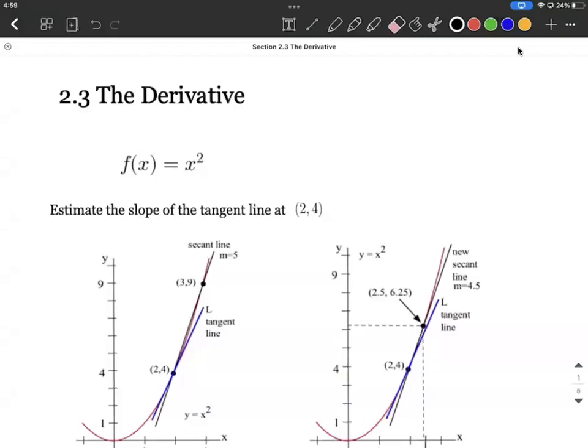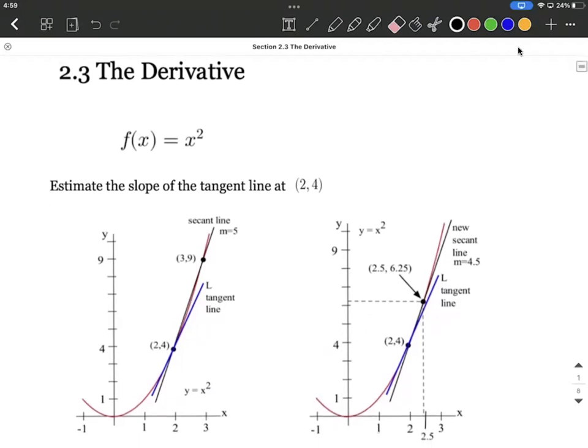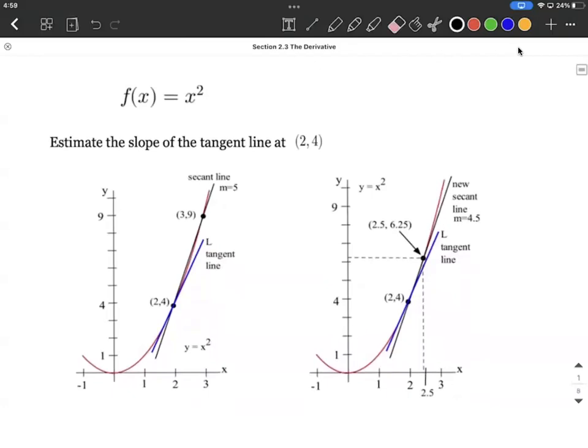Okay, understanding what the derivative means. Our goal on this is to find the slope of the tangent line to the x squared graph, as you can see below here, at the ordered pair (2, 4). The tangent line is the one in blue here.